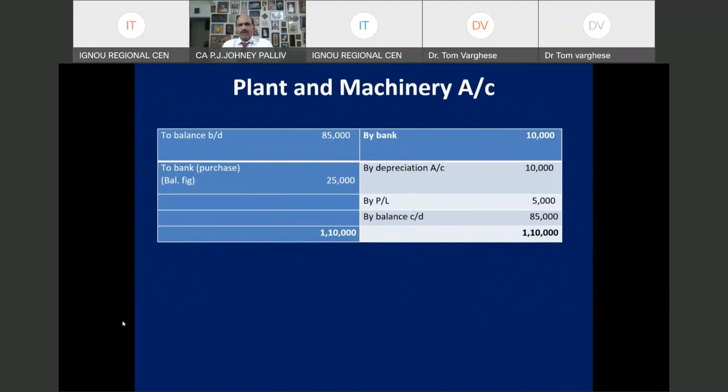Adjustments on account of this are reflected in the plant and machinery account. You can see the adjustment by way of amount received 10,000, the adjustment by way of accumulated depreciation 10,000, and the adjustment by way of loss on sale of machinery 5,000. Therefore, the opening balance of 85,000 is going to reduce by 10 plus 10 plus 5, which is equal to 25.